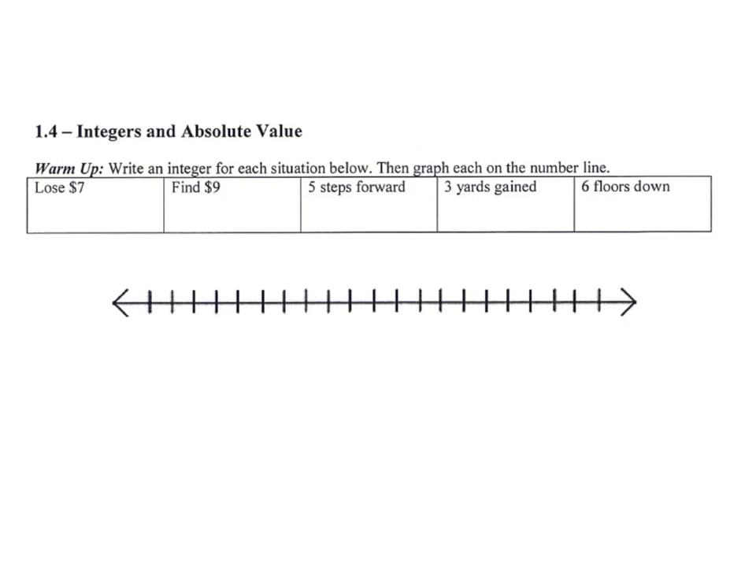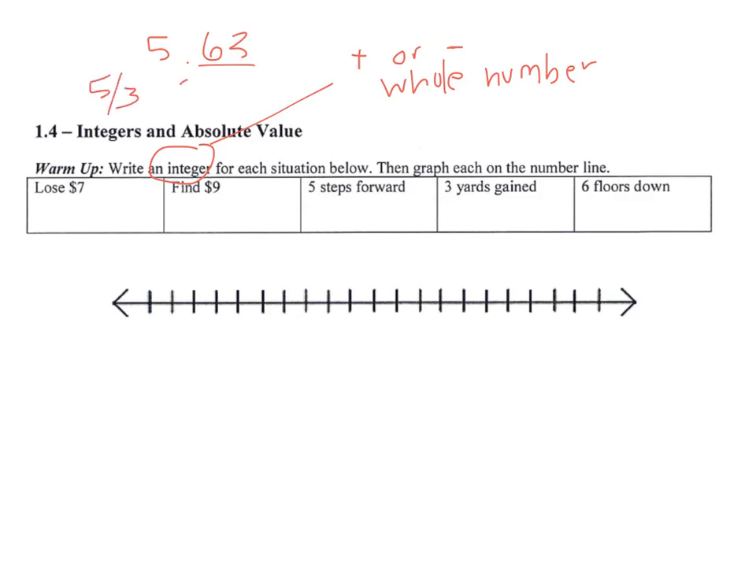Write an integer for each situation below. An integer is a positive or negative whole number. So what that means is there's no decimals. So no numbers like 5.63, that's a decimal. Or fractions like 5/3 or 2.5. They're just whole numbers. Nothing else, no decimals, no fractions.